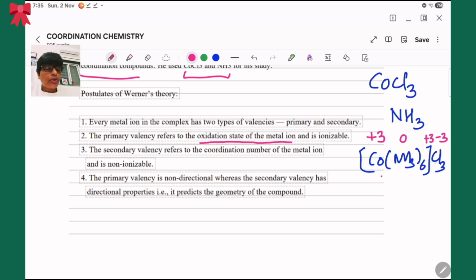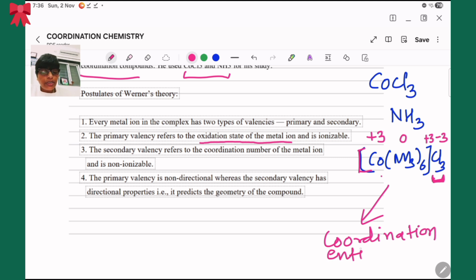Once again, chloride is a negatively charged ion. So Cl is -1, into 3 is -3. This square bracket species, which is called the coordination entity, has a charge of +3. And when you solve this complete thing, you get the charge on cobalt as +3.